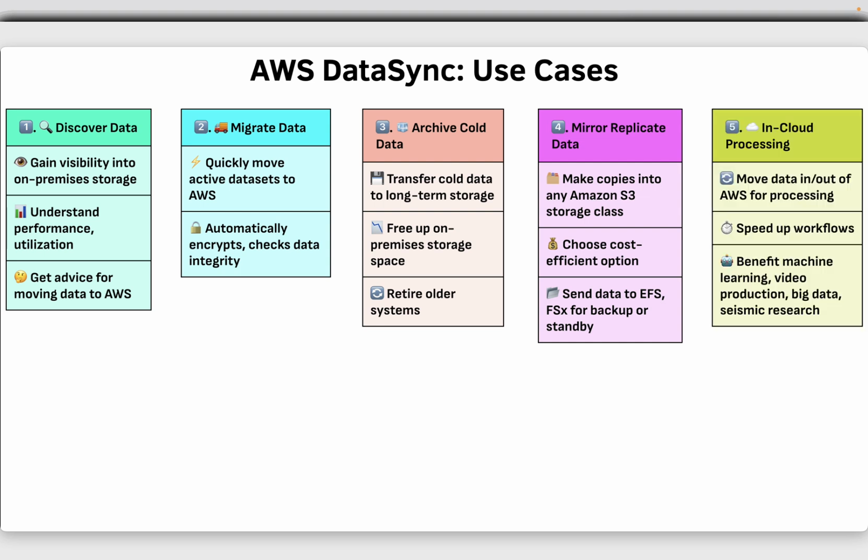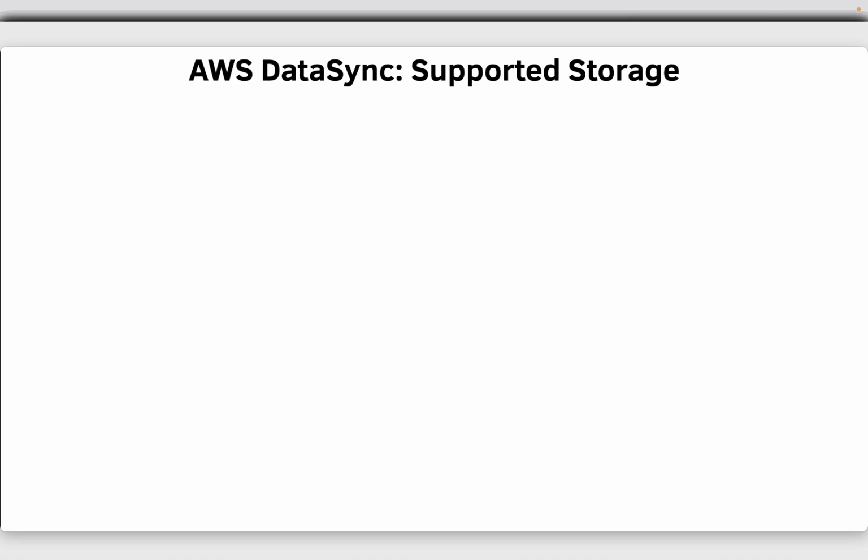Fifth use case, in-cloud processing. So you can move data into or out of AWS to facilitate processing. This method can significantly speed up important workflows that span both your on-premises infrastructure and the cloud, benefiting industries such as machine learning in life sciences, video production in media, big data analytics in finance, and seismic research in oil and gas.